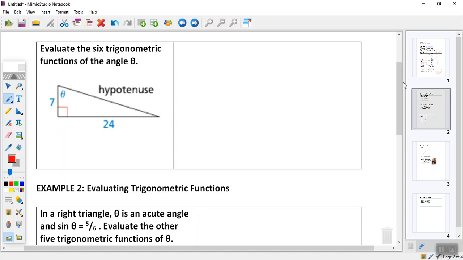Okay, let's talk. This here says evaluate what? Six trig functions of angle what? Okay, so where are we referenced at? Like if I had to say this is a map, what corner are you standing on?